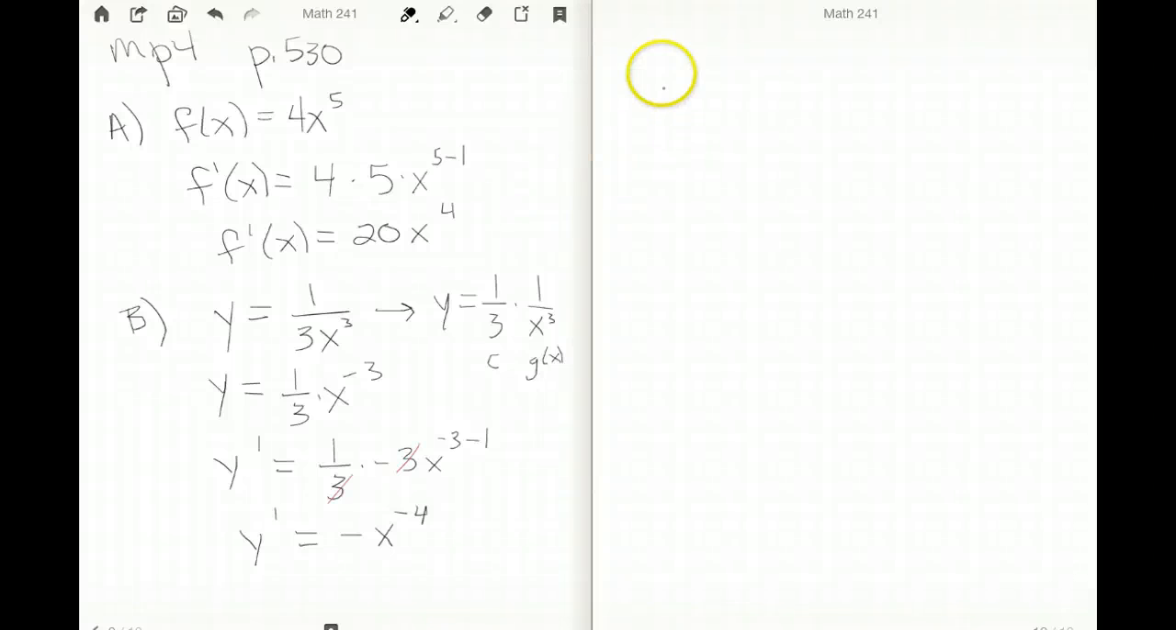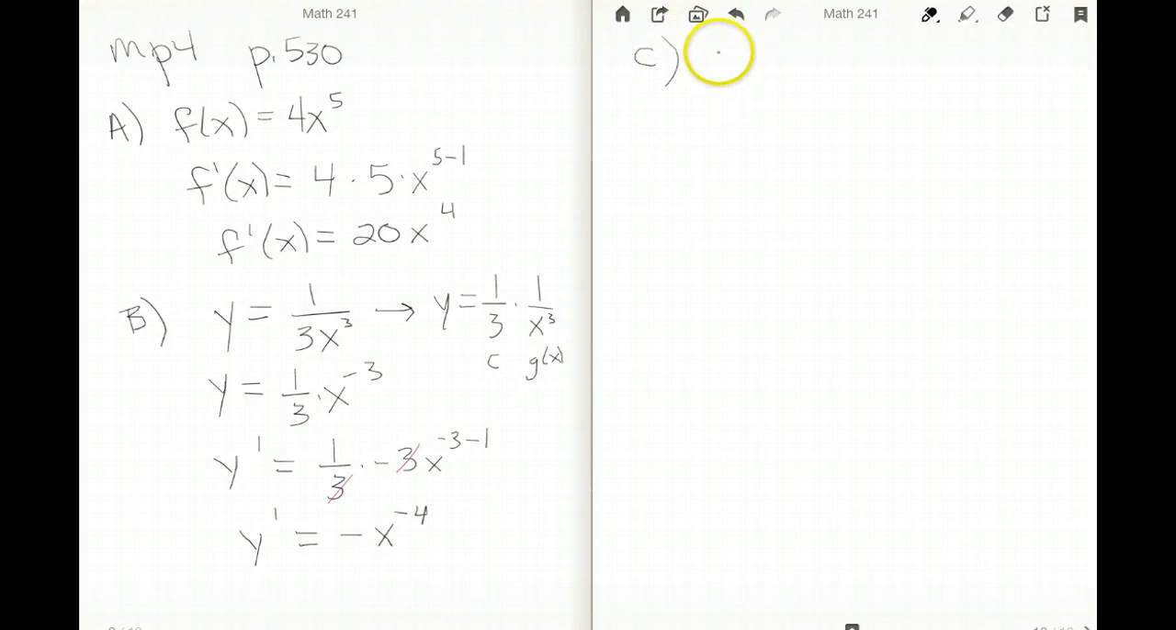So let's see, how about just one more? How about we'll do C? So if I have y equals x to the fourth over 12. Your book actually states this as y equals t to the fourth over 12. Does it make a big difference what the letter is here? Not really. It doesn't matter what the independent variable is. We can take the derivative equivalently either way.